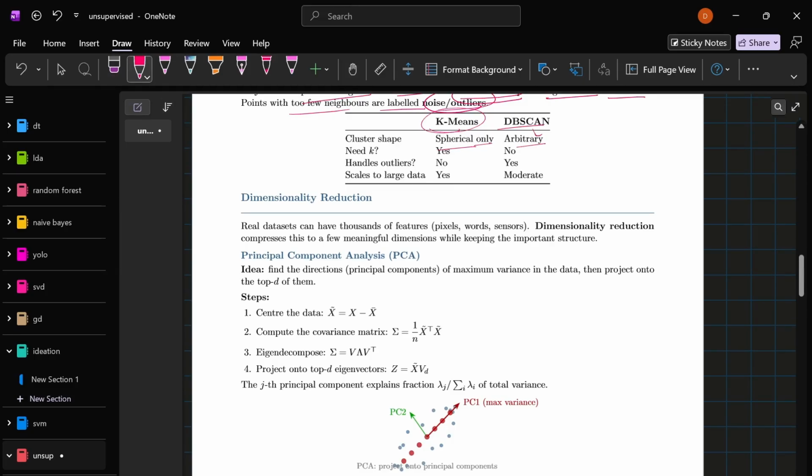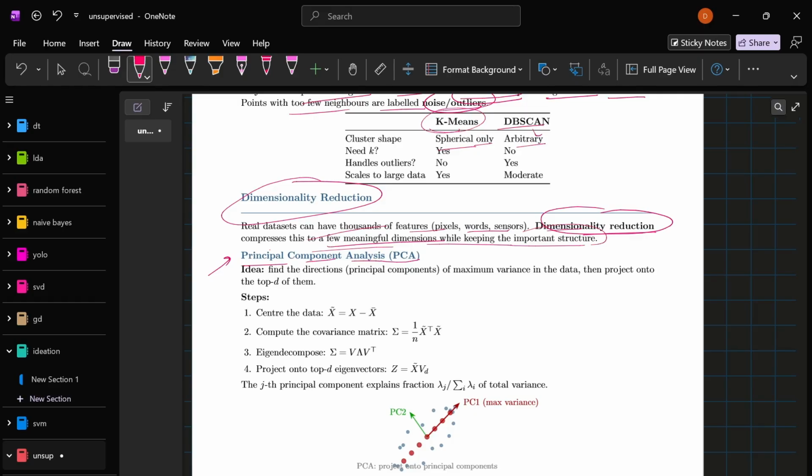Okay, real-world datasets can have thousands of features. A single image might be 224 by 224 pixels, and there can be over 150k pictures. Working directly with this is slow and noisy. Dimensionality reduction compresses all these features down to a small number of meaningful dimensions. For that we have PCA, principal component analysis. This is the topic we are going to cover just after this video. PCA is a classic algorithm for it.